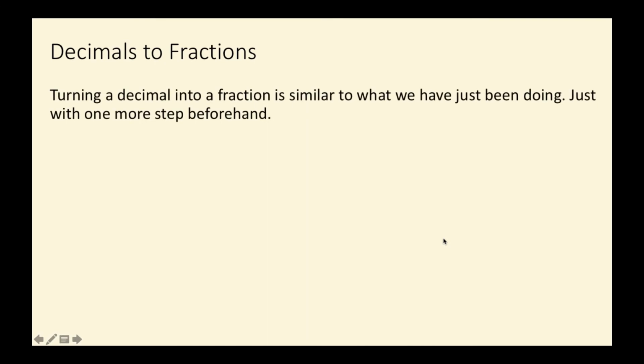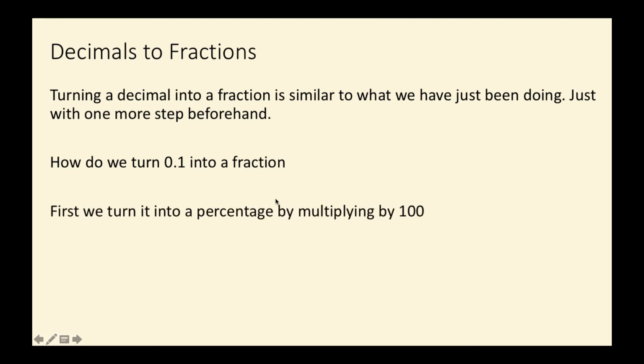Right, so now decimals to fractions. This one's not the hardest, but the longest, long-winded kind of one. So turning a decimal into a fraction is similar to what we've just been doing, just with one more step before that. So how do we turn 0.1 into a fraction? First, we turn it into a percentage by multiplying by 100. So we're going to do 0.1 times 100, which is 10%. Okay, so that's the first step. Then we turn it into a fraction. So we have 10%, and we know that 10% means 10 out of 100.